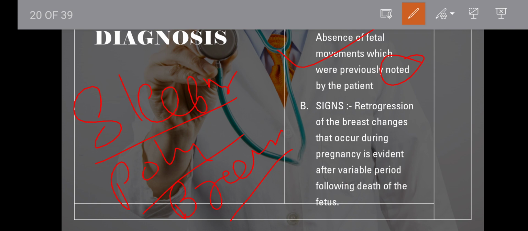What signs we see during the examination is the retrogression of the breast changes that occur during pregnancy, which is evident after a variable period following the death of the fetus. There are physiological changes in the breast during pregnancy. In case of IUD, these breast changes regress. So this is one of the signs that we have to look for.